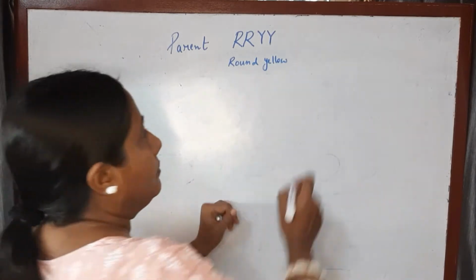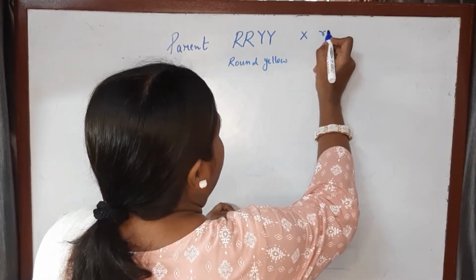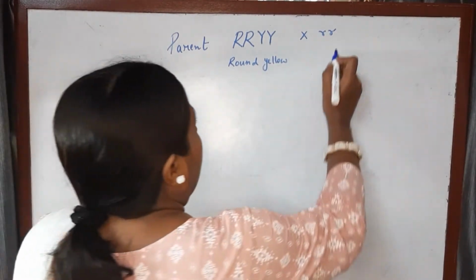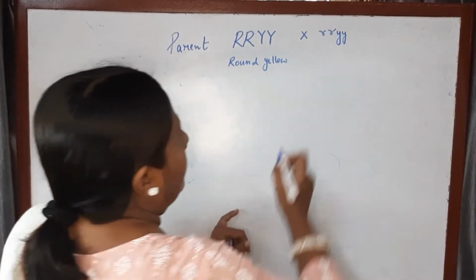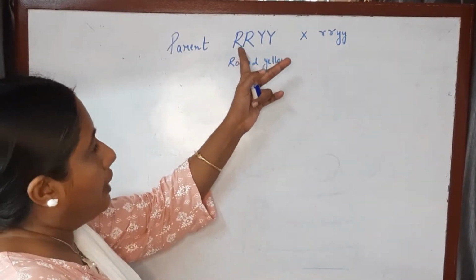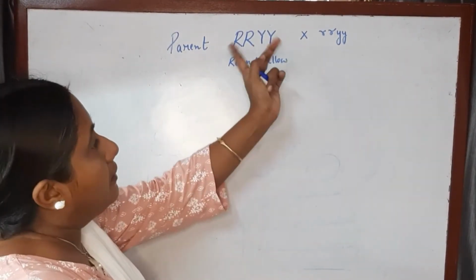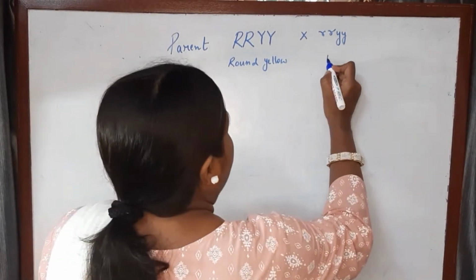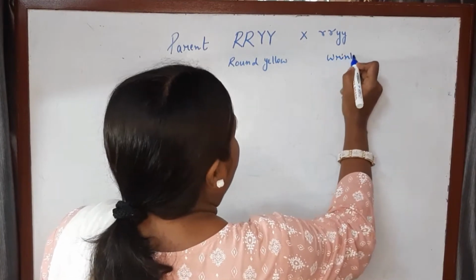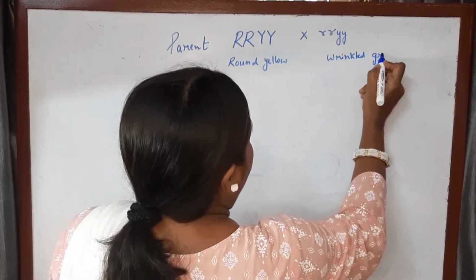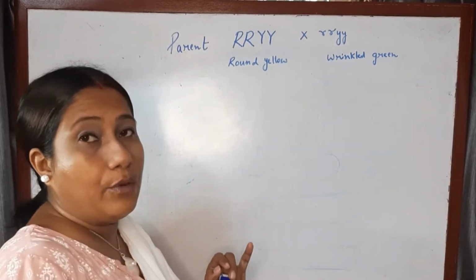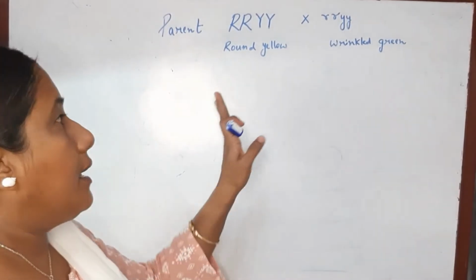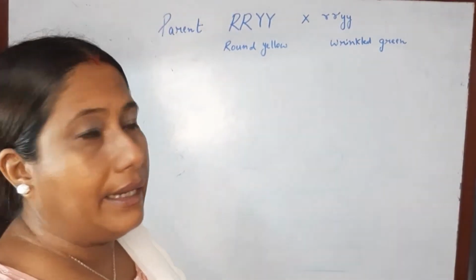These parents are crossed with wrinkled green, the same alphabets but in small letters. R stands for round, Y for yellow, and the same alphabets will be there in small letters. So it is wrinkled green for the recessive trait. I hope you have understood up to this, right? Now let me proceed. The second parent is wrinkled green.